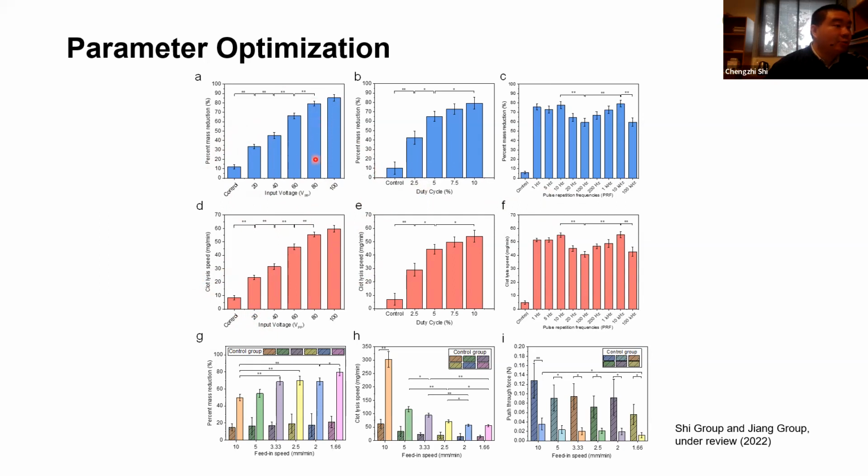So eventually we choose to have the 80 volt as the input voltage, and we choose the 7.5% duty cycle as our duty cycle for the treatment. In terms of the pulse repetition rate, we can see that it's kind of a random result, but we do see some peaks over here. One is at 10 Hertz, the other is at 10 kilohertz. But at 10 Hertz, we do see some damage because of the heating of the transducer. So instead, we choose the 10 kilohertz as the pulse repetition rate in the treatment.